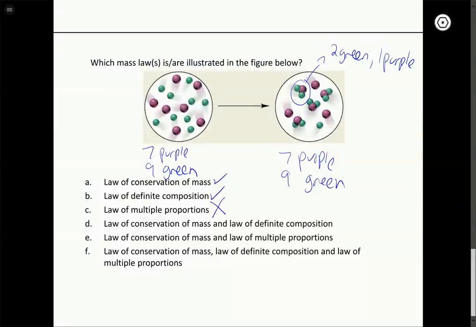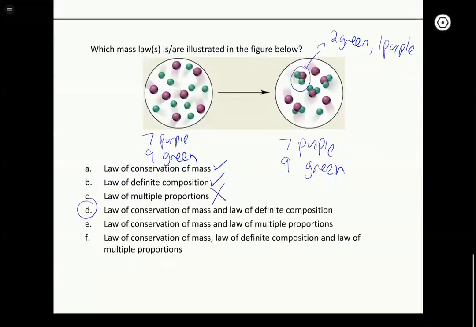Okay, so that one's out, and then the rest of these are just combinations of the 3 answer choices. So looks like the one that's going to work out is choice D. Conservation of mass and definite composition are demonstrated by this reaction, but we do not demonstrate law of multiple proportions because in this case we only form one compound, and law of multiple proportions deals with forming 2 compounds from the same set of elements.